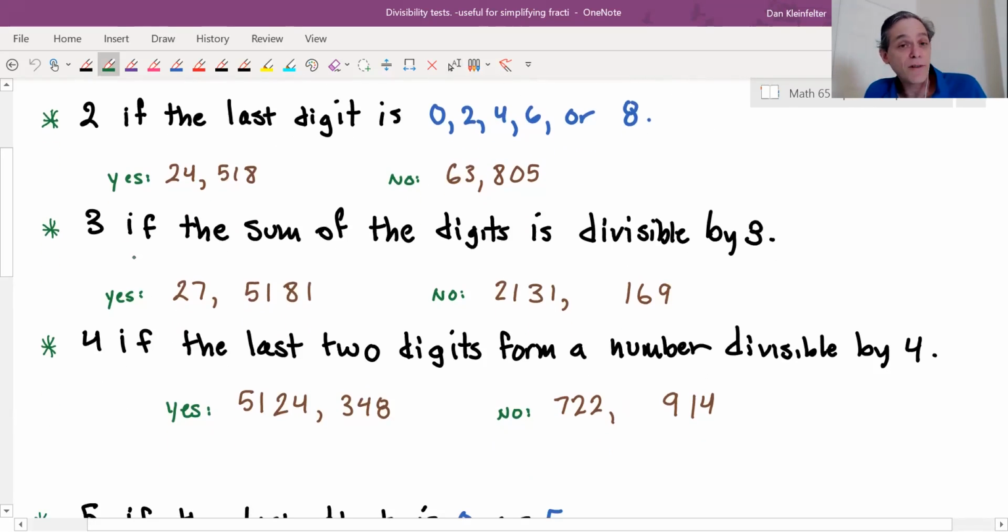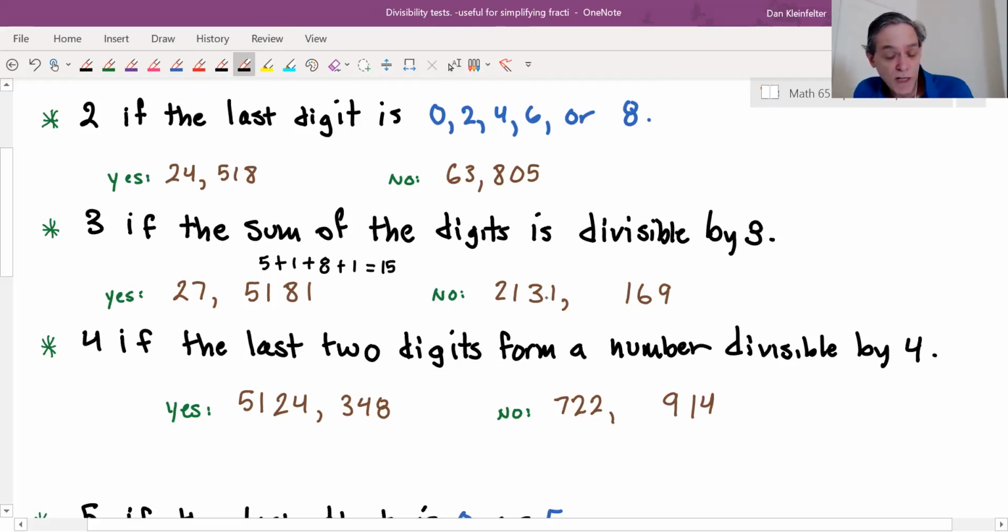Okay. 3, this one is kind of an interesting test. If the sum of the digits is divisible by 3, you get a number that's divisible by 3. For example, 27, 2 plus 7 is 9, and 9 is divisible by 3. So this one's divisible by 3. For the next one, 5,181, 5 plus 1 plus 8 plus 1, that's 15, and 15 is divisible by 3. And so 5,181 is divisible by 3.